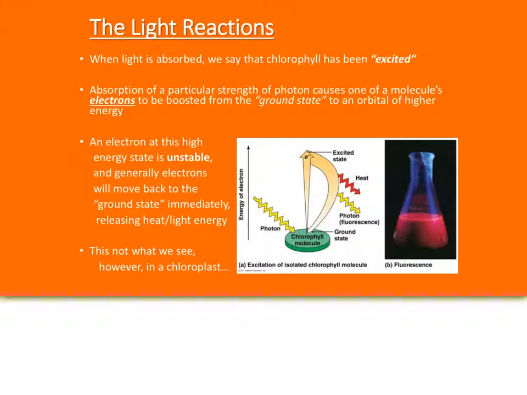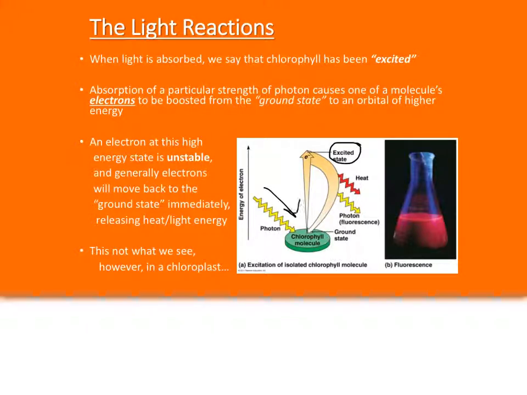Now, how does this work? When light gets absorbed, we say that chlorophyll gets excited, just like I know you are right now to be learning all this stuff. What that means is that photons will cause a chlorophyll molecule's electrons to be boosted in energy. Essentially, electrons that absorb extra energy from the sun are going to go from the ground state to a higher energy orbital. When an electron does this, it moves to this excited state that you see here.